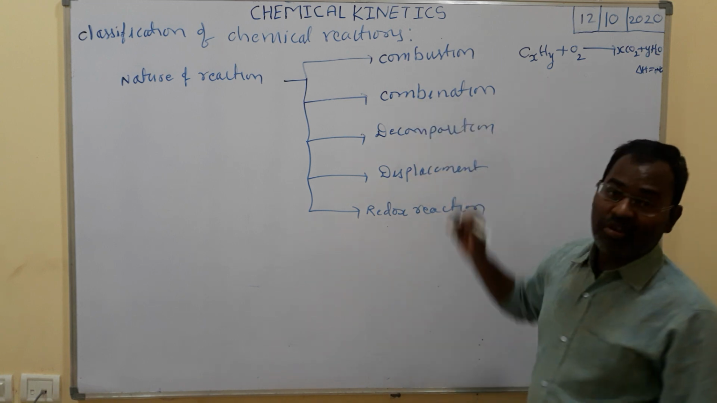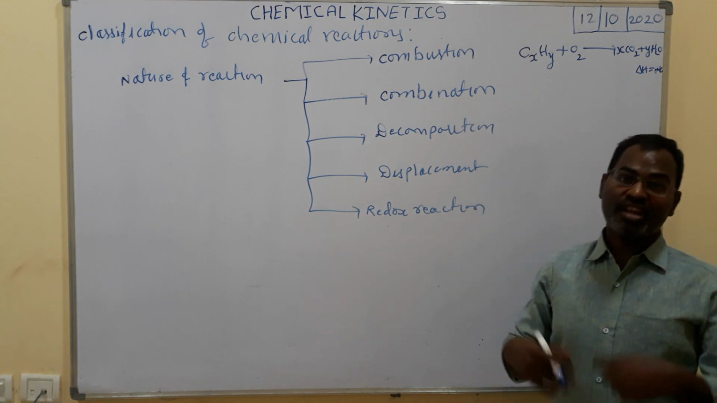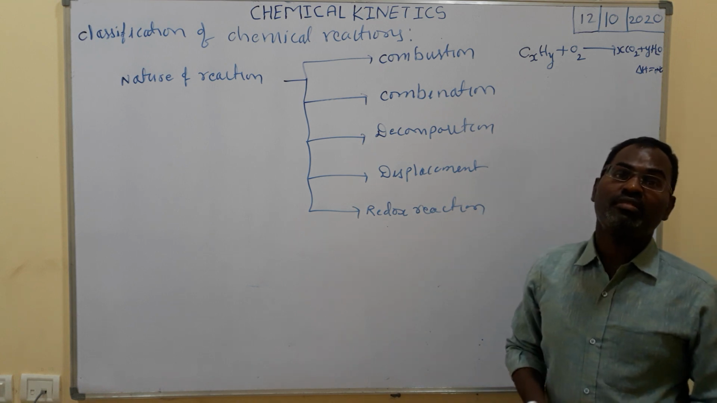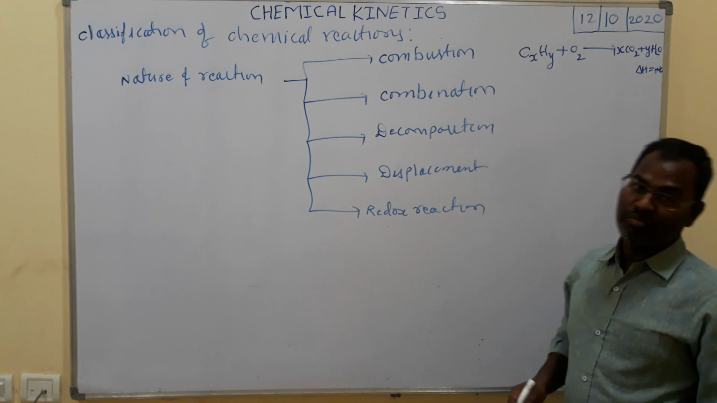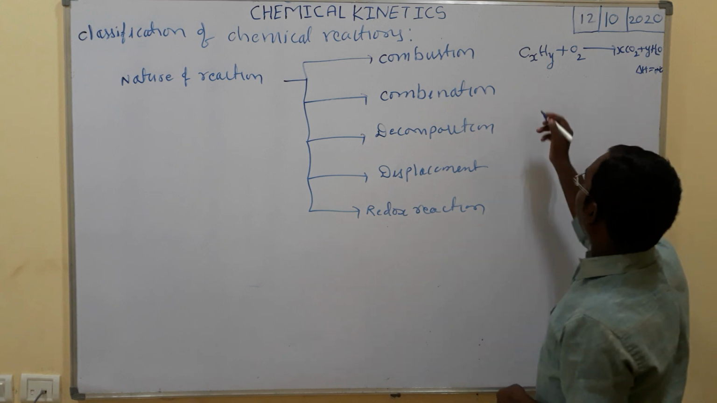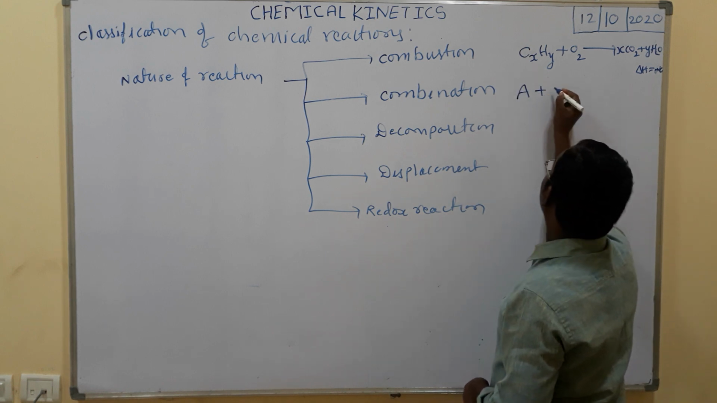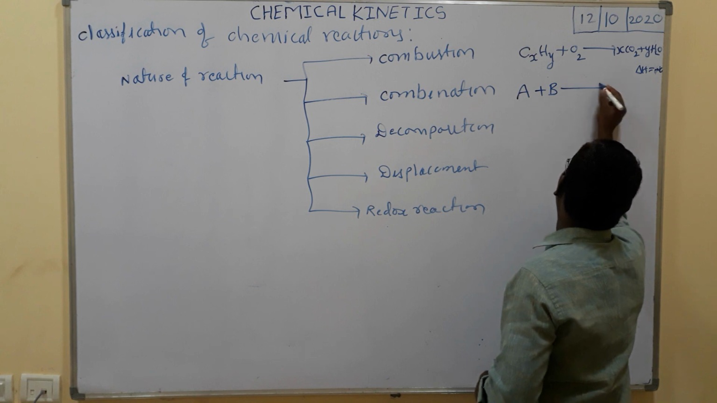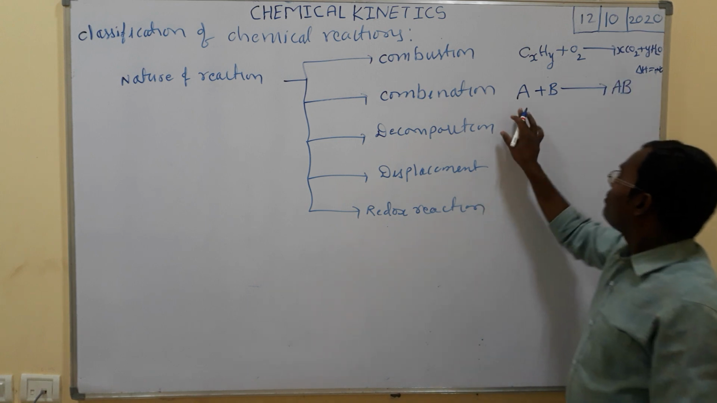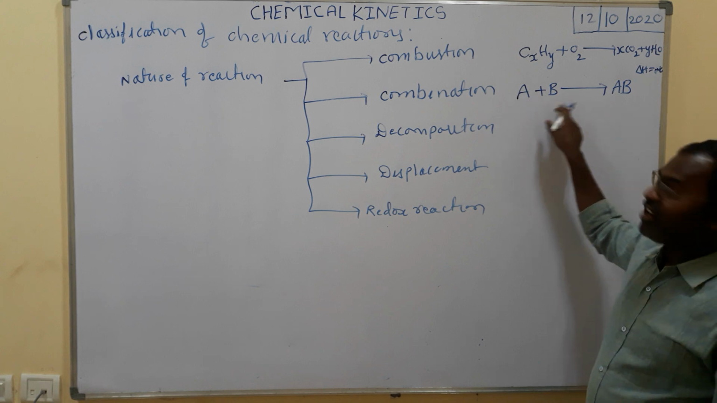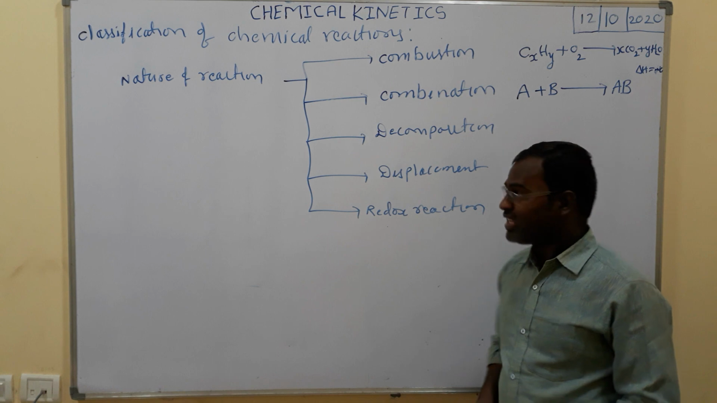And the second one is combination reaction. Combination reaction means a chemical reaction in which two molecules are combined together. For example, take reactant A and combine it with reactant B. Then we get the product AB. So here two molecules are combining and giving a single product. That is what is called a combination reaction.